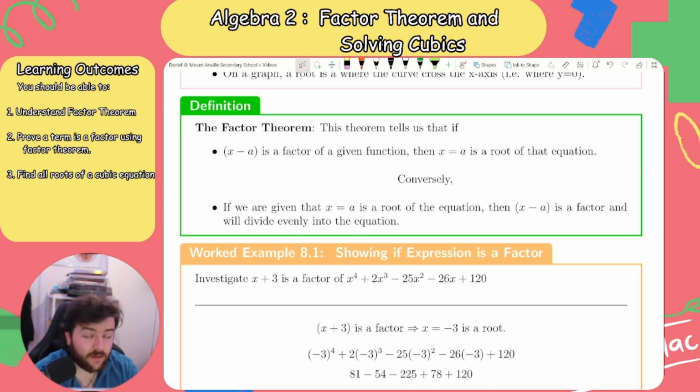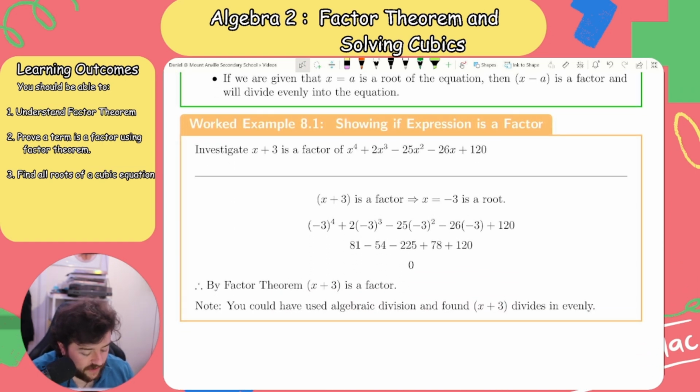Conversely just means oppositely, or vice versa. If we're given a root from an equation, say x equals a, then we can form a factor from it and say x minus a is a factor. It's a factor of this equation, and it will divide in evenly into our equation. That's all you need to know. You've known this before with quadratic equations. We're just putting a name onto it now.